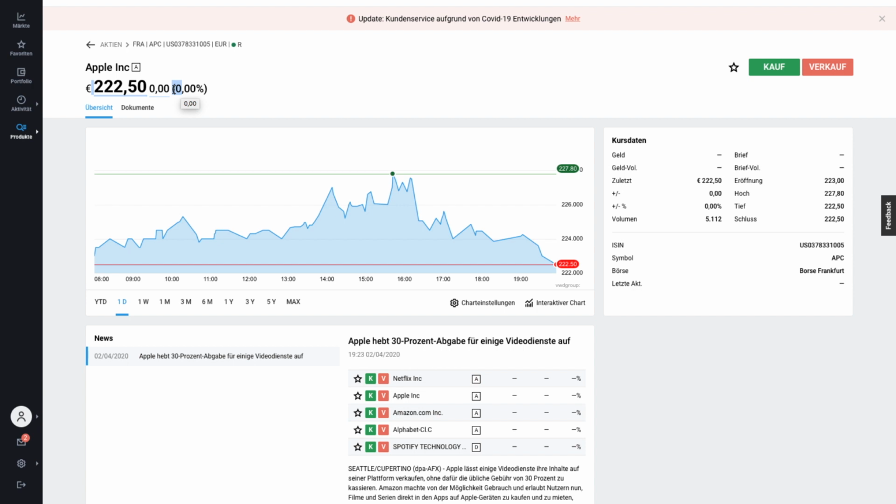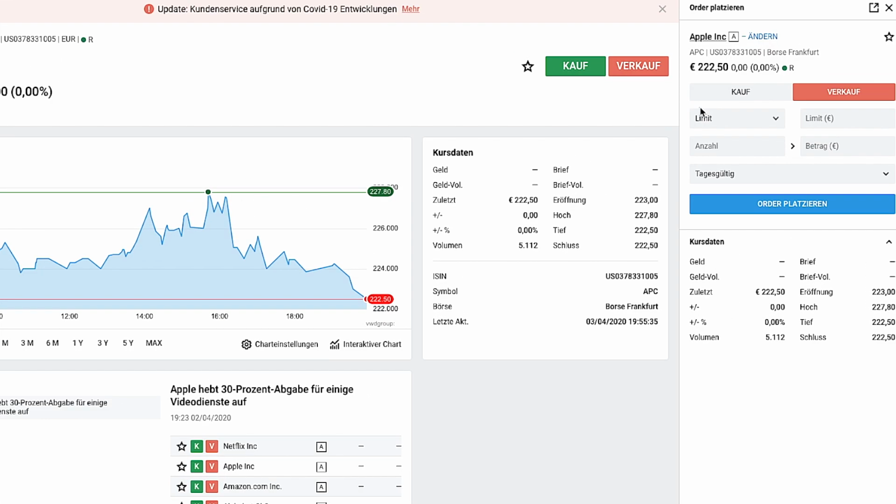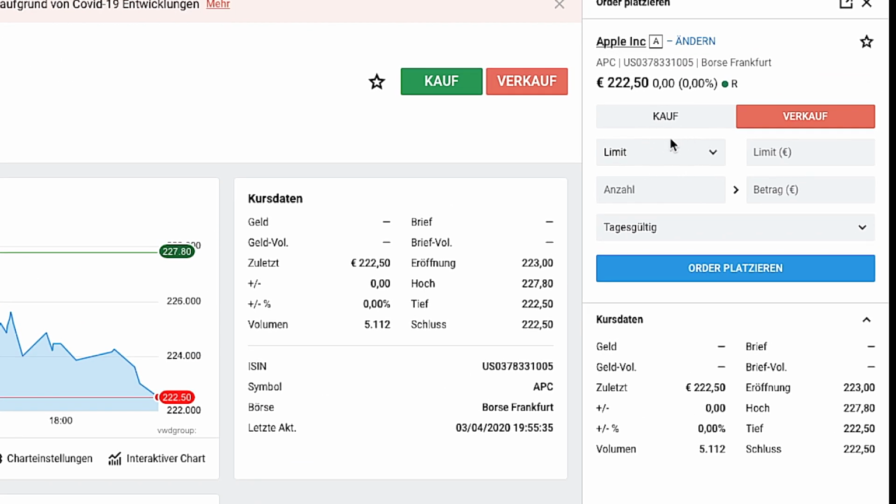And on the right hand side, we have two buttons: to buy or sell the stock. Pressing one of the buttons reveals more options to us. In this area here, we can select the type of order that we want to submit. Next to it, we can insert some price information related to the type of order.